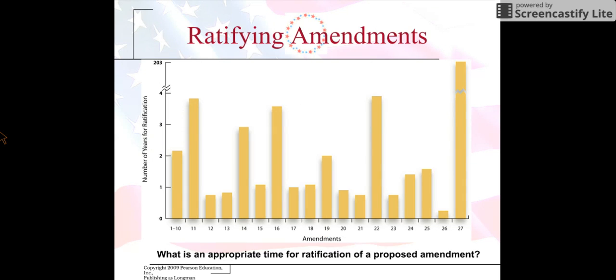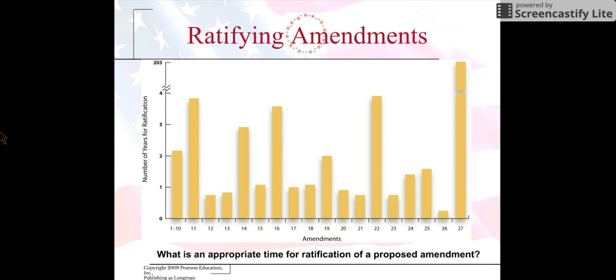You can see here as you're looking at ratifying amendments, some are ratified in a short amount of time. Some take a long amount of time. Notice the 27th Amendment. It took 203 years to be ratified. It was actually one of the first 10 proposed, so it would have been the first 12. I think they proposed 12, but only 10 made it in the Bill of Rights. And then finally, 203 years later, it passed.